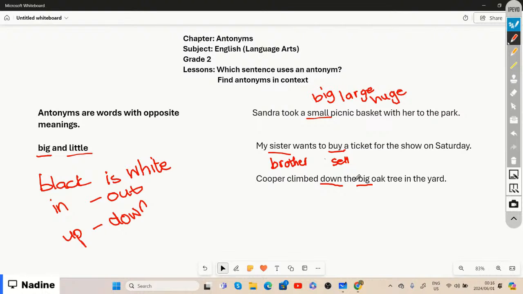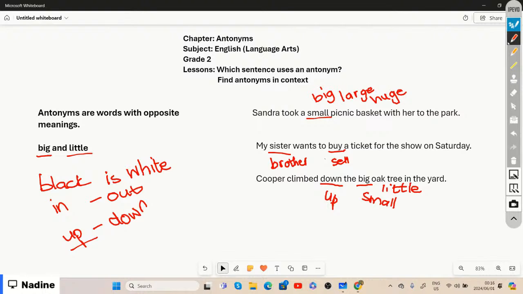And we made an example of this earlier on, right? So the opposite of down is up. And there we have it. And then the opposite of big is either small or it is little, right? So these are words with opposite meaning, right?